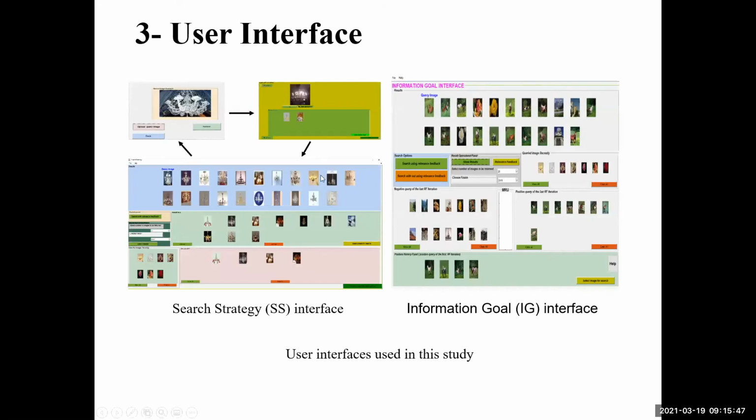In this user interface, you can see the left-hand side is the search strategy interface. This is built based on active learning, so the user engages in active learning to label the selected images to train the model. The right-hand side is the information goal interface. This is built based on relevance feedback to refine the images at the assessment stage.